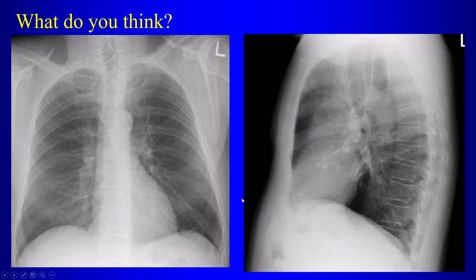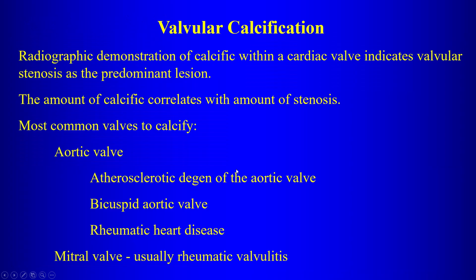These are calcifications of the aortic valve. And if we see calcifications of the aortic valve on the plain film, it always means that there is aortic valvular stenosis. So radiographic demonstration of cardiac valvular calcification indicates valvular stenosis as the predominant lesion. That is not true on CT.